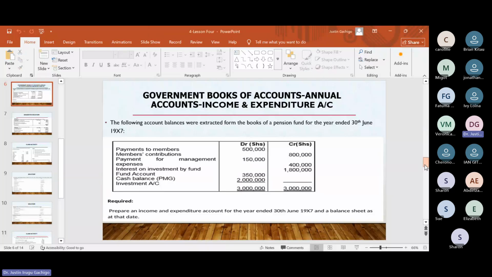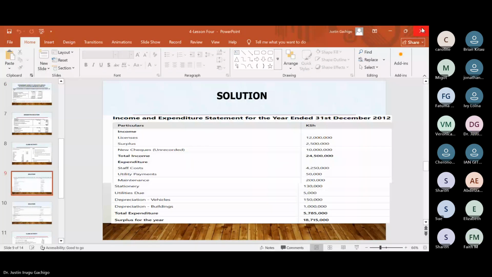Okay. So now that is that. So I want to go to, let me just see this one here. So I want us to look at the revenue account. This is not the GV, this should be the revenue account.